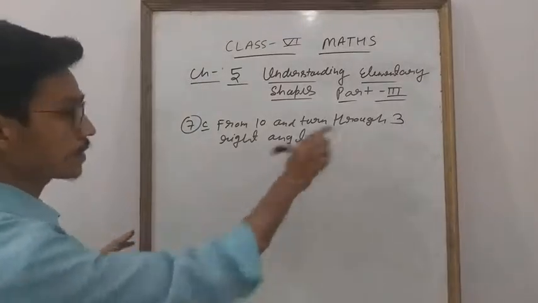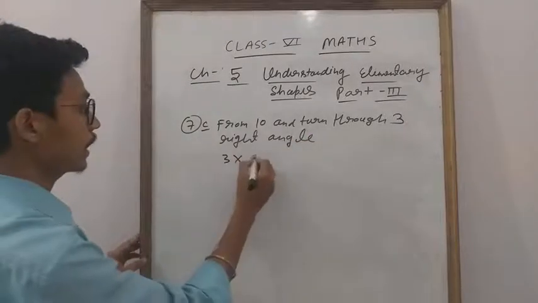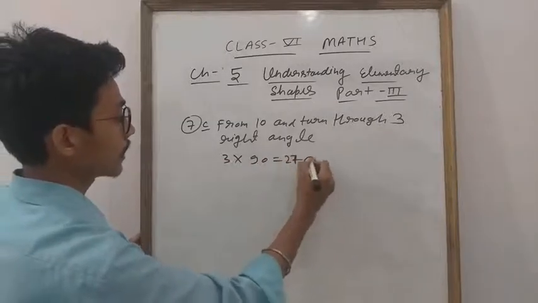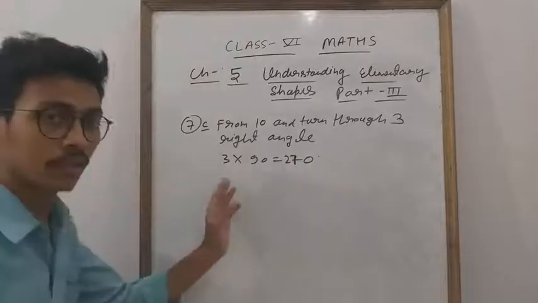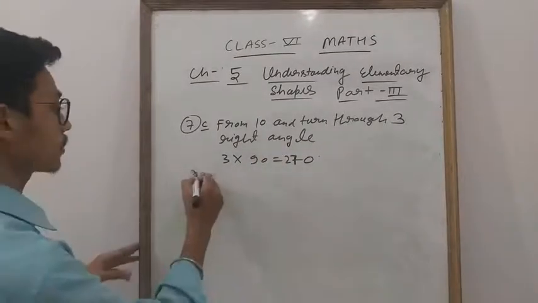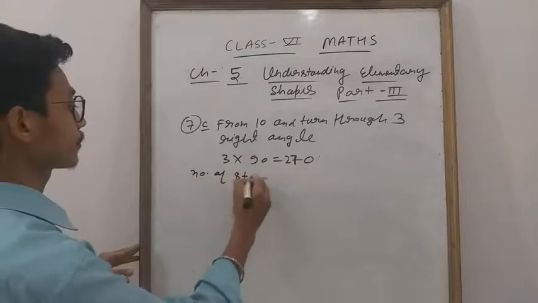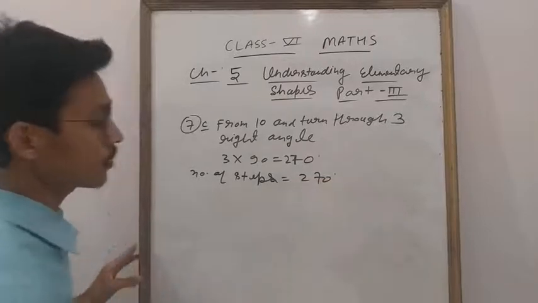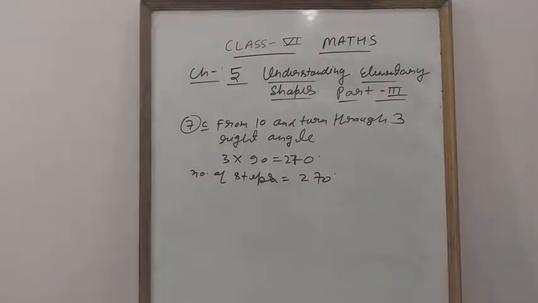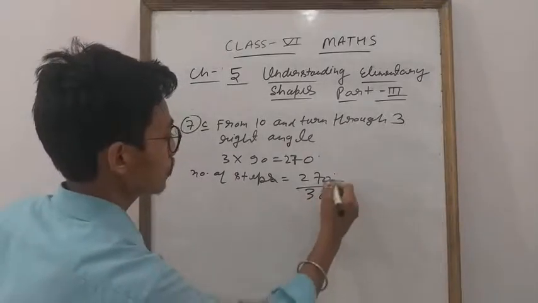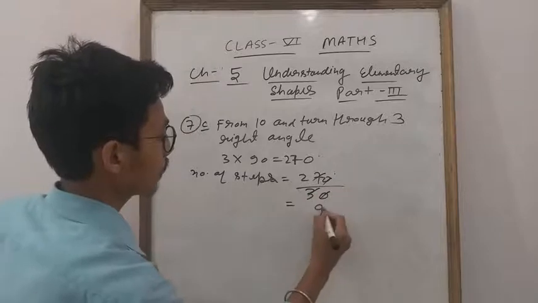So see, from 10, 3 right angles. That is, 3 right angles means 3 into 90. It means 270 degrees. You know that, my student? 3 right angles means 3 multiplied by 90, that is 270 degrees. Now you will find out the number of steps. It means 270. Again, student, you will divide it by one step. One step means 30 degrees. Now the zeros cancel. 3 9s are 27. That is, it will come 9 steps.